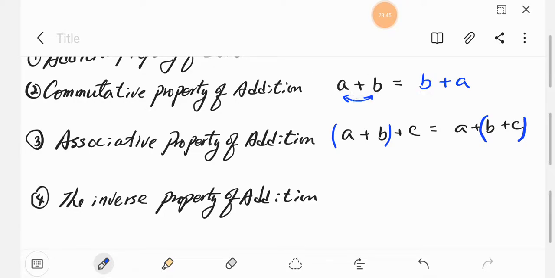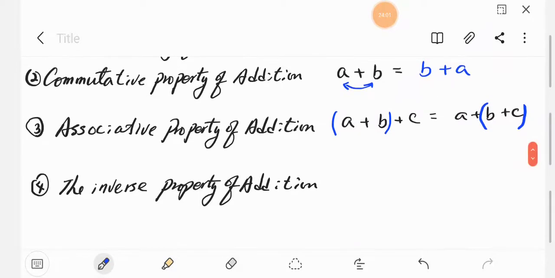You are changing the order, right? A plus B, and the second part is B plus A. So you can switch A and B. You are changing the location, the order of A and B. Changing the order is the commutative property, but grouping, making a different group, is the associative property.